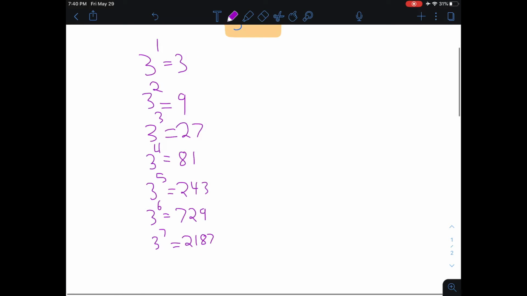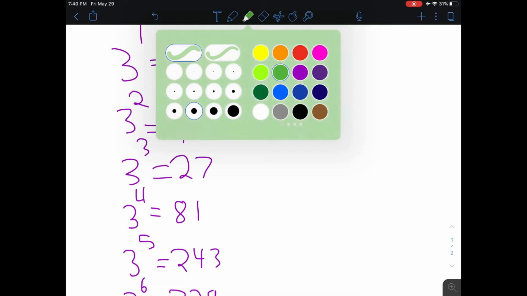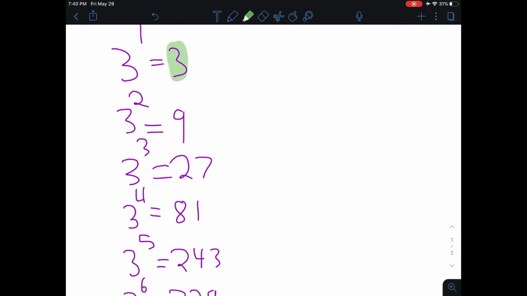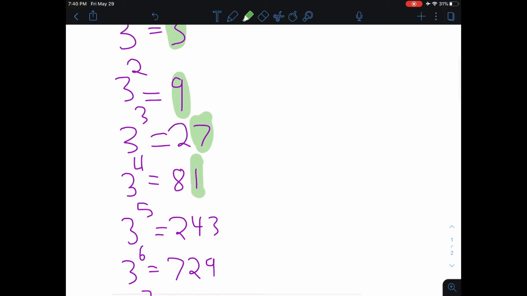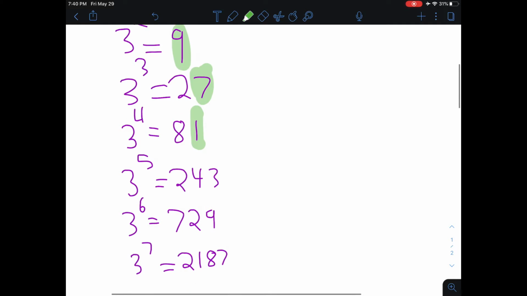Okay, so now let's stop and examine. Let's look through each of the units digits here. The units digit here is 3, the units digit here is 9, now the units digit here is 7, the units digit here is 1, the units digit here is 3, 9, and 7.